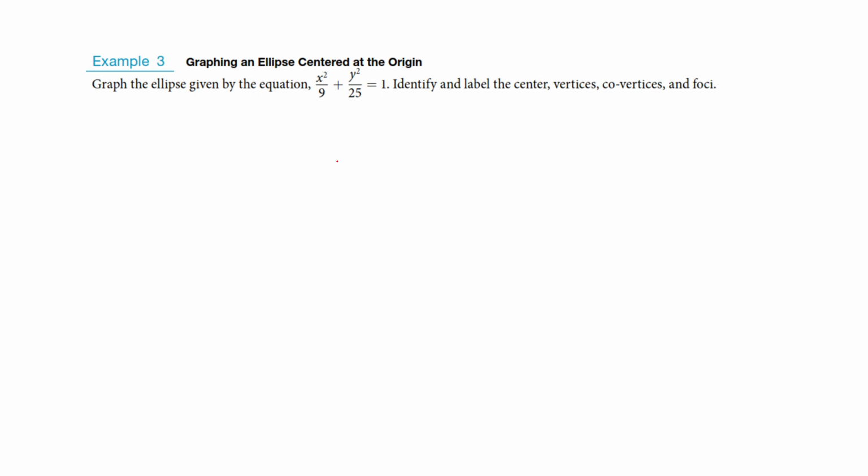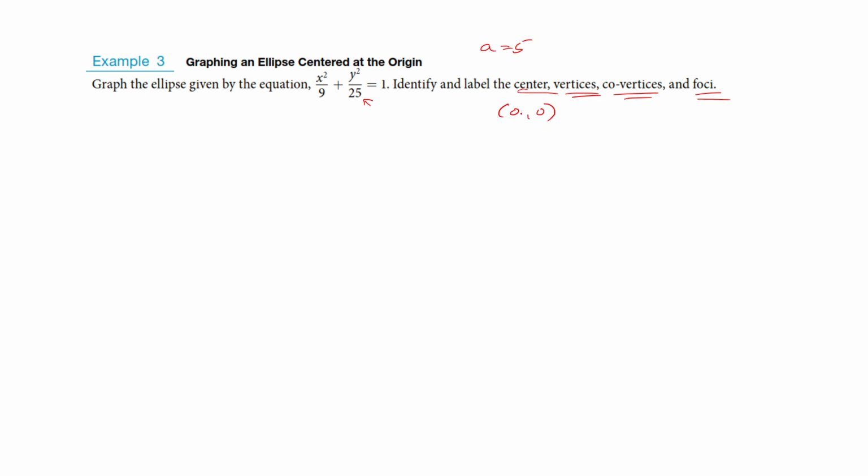So remember what we said. Here's what they want: the center, vertices, the co-vertices along the minor axis, and the foci. Well, we know how to do this. First of all, there's no h and k here, so my center is 0, 0. Pretty easy, since there's no x minus or y minus. Now, if you notice here, this is the larger number, so this is getting stretched vertically. So a is going to be 5.